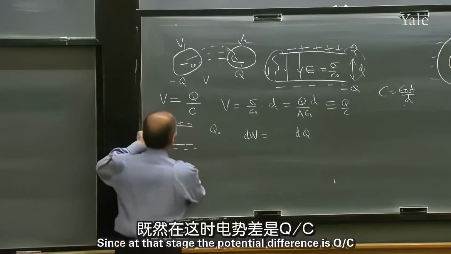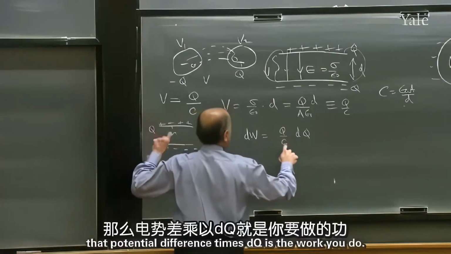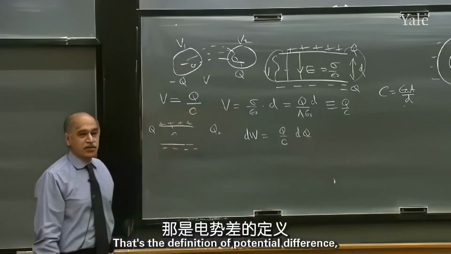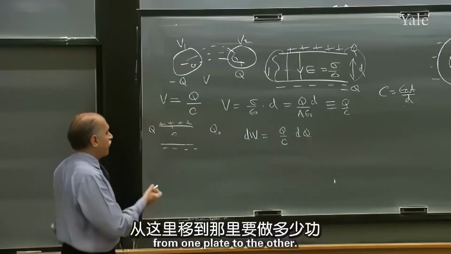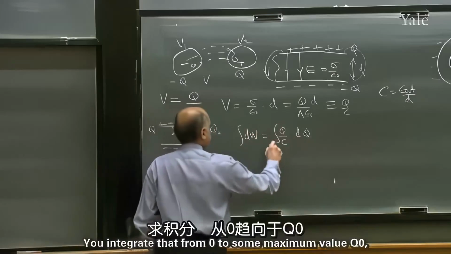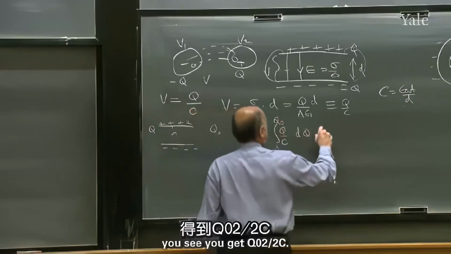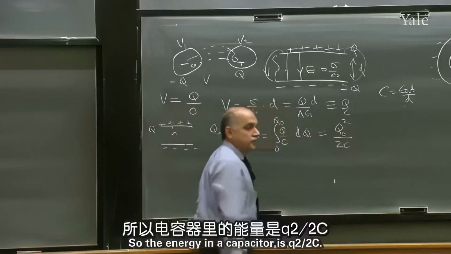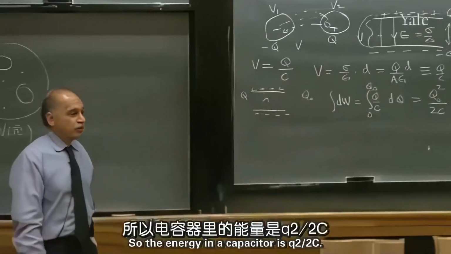Since at that stage the potential difference is Q over C, that potential difference times dQ is the work you do. That's the definition of potential difference: how much work it takes to move a coulomb from one plate to the other. If you're moving dQ coulombs, that's the work you do. And if you integrate that from 0 to some maximum value Q naught, you get Q naught squared over 2C. So the energy in a capacitor is Q squared over 2C.